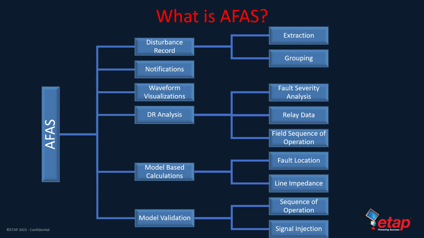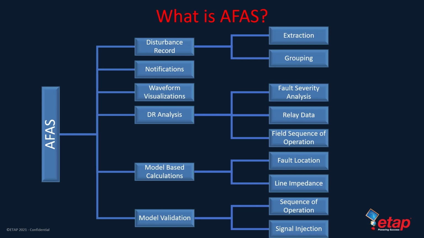Waveform visualization is a key piece to any AFAS solution because if you want to go into advanced analysis and really see what happened, you need to visualize those waveforms. We have disturbance record analysis, where we analyze the disturbance records themselves, these waveforms, and then find critical information that might be helpful. For instance, fault severity analysis, the relay details, the field sequence of operations, what actually tripped and what other trip signals were received.